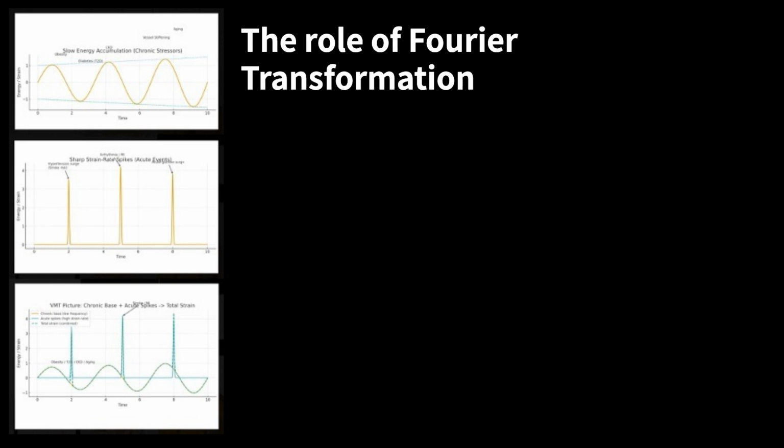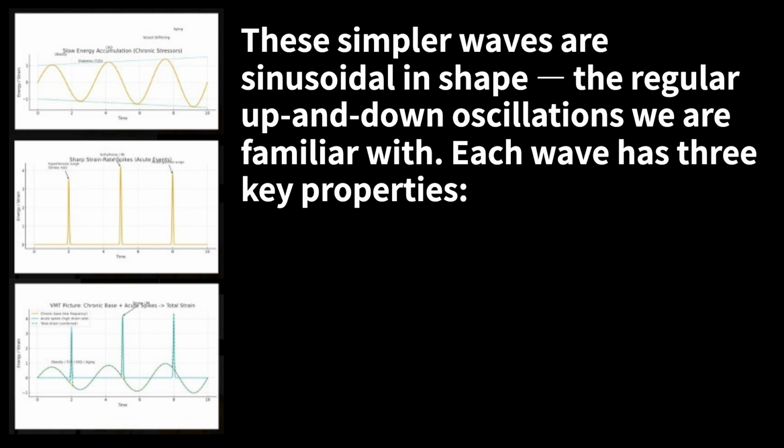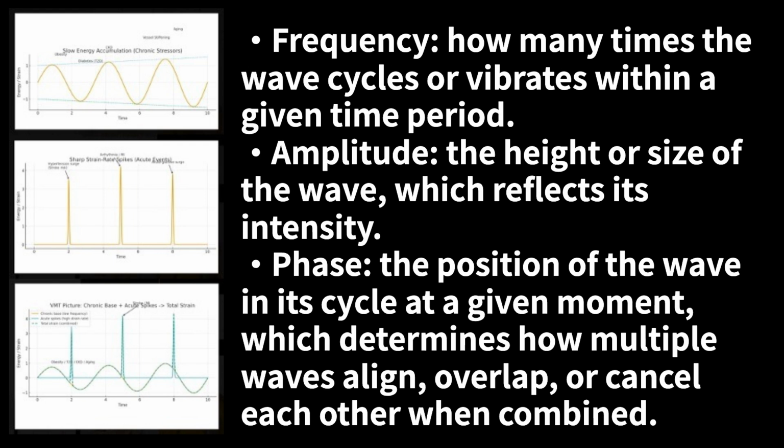The role of Fourier transformation. To untangle such complexity, I apply a mathematical tool called the Fourier transformation, introduced by Joseph Fourier in the early 19th century. This method allows any complicated wave to be broken down into a set of much simpler waves. These simpler waves are sinusoidal in shape, the regular up and down oscillations we are familiar with. Each wave has three key properties: frequency, how many times the wave cycles, or vibrates within a given time period; amplitude, the height or size of the wave, which reflects its intensity; phase, the position of the wave in its cycle at a given moment, which determines how multiple waves align, overlap, or cancel each other when combined.